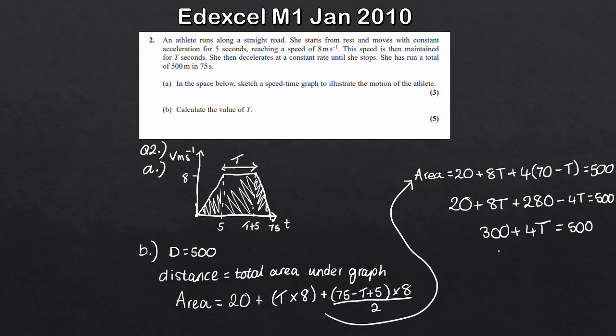If we subtract 300 off both sides, we get 4t is equal to 200, and then finally divide through by 4. 200 divided by 4 gives us t equals 50. And there we have it. Like you can see, sometimes there's a little bit more work involved, like for this final part B here. But overall, this shouldn't be too challenging of a topic.